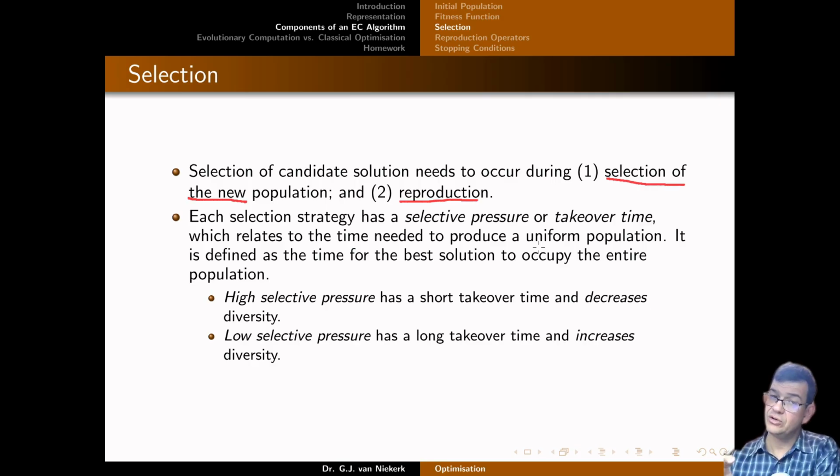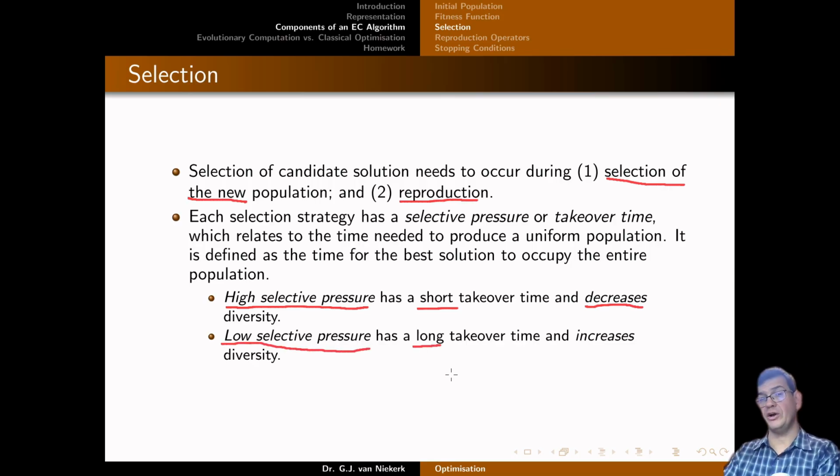But if you've got a low selective pressure, then the takeover time is long, and it's going to take a longer time for that individual to dominate the entire population. So that's very important. Now, usually when you've got a high selective pressure, as I've said, short takeover time, and this decreases diversity very, very quickly. And then, of course, you also have low selective pressure, which has a long takeover time. It takes longer for the best individual to dominate the entire population, and this, of course, increases diversity.